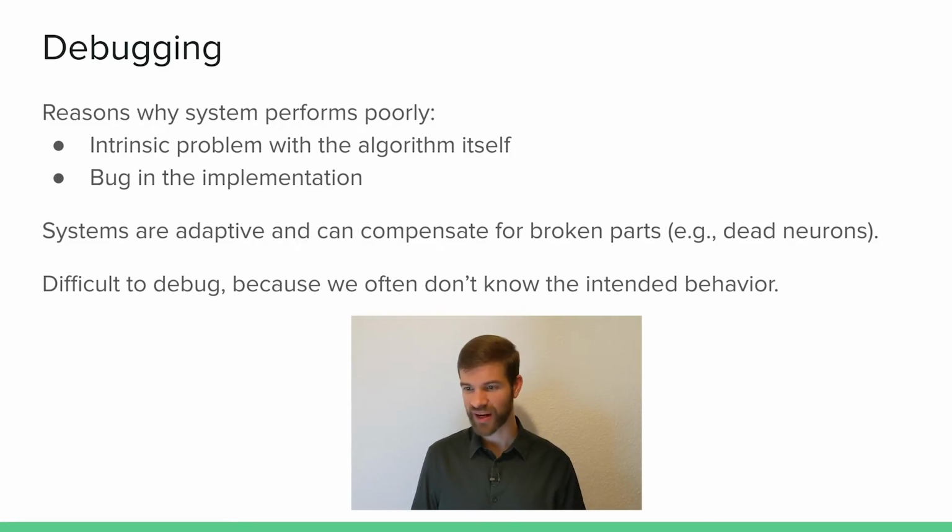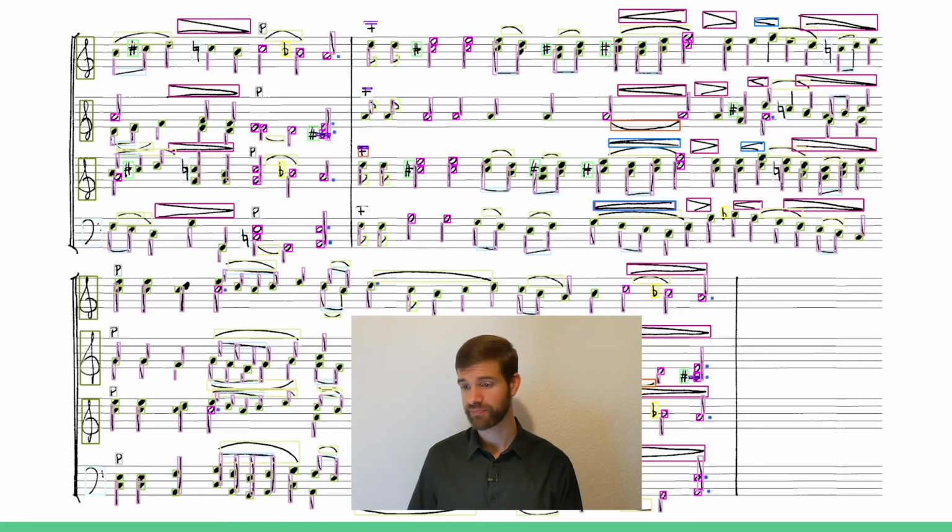So one of the final thoughts on debugging here is that debugging neural networks is inherently difficult because we basically don't know the intended behavior. We can't look into the neural network and say that neuron should have fired. So this is one of the problems with debugging neural networks.